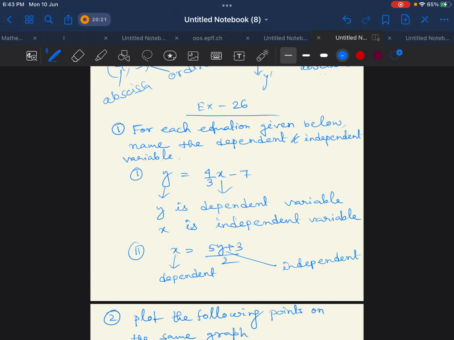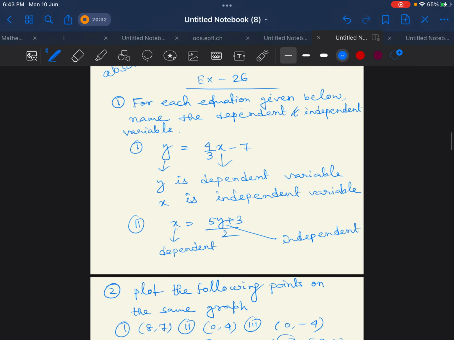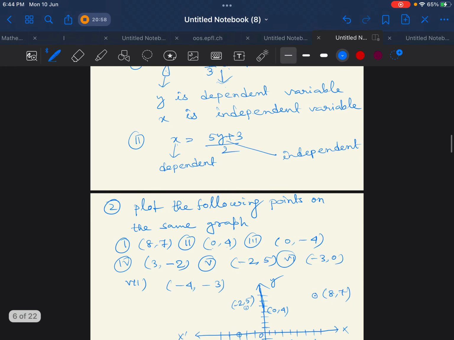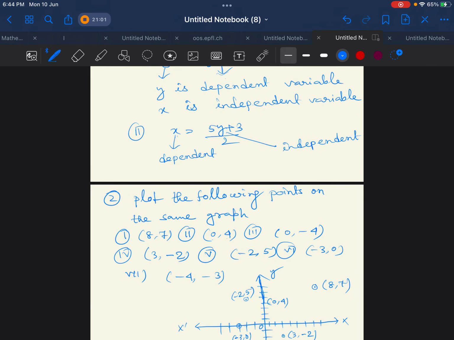Let's start this chapter. Okay, first we have to solve the first question. For each equation given below, name the dependent and independent variable. First question is y is equal to 4 by 3x minus 7. Here, when we put the value of x, we will get the value of y. So, here y always depends upon the value of x. So, y is the dependent variable and x is the independent variable.